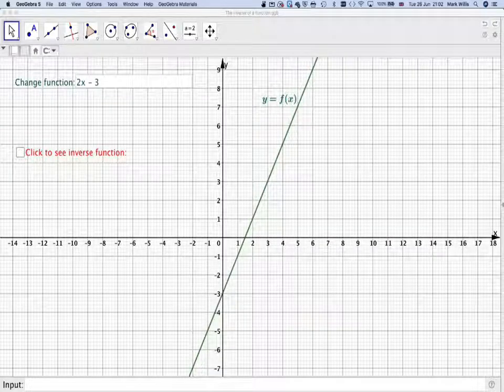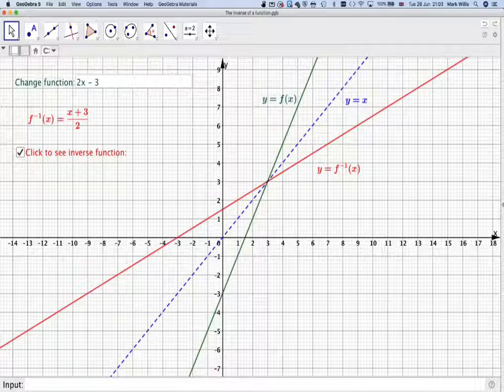If we've got that function here, this is the function 2x minus 3. If we click here, we will see its inverse. The red function here is the inverse function. We can see what's happened here is that the inverse function is a reflection in the line y is equal to x. And there we have the actual value of the inverse function.